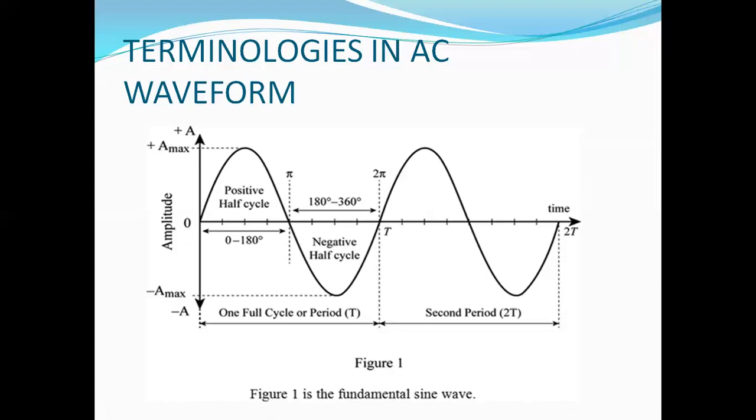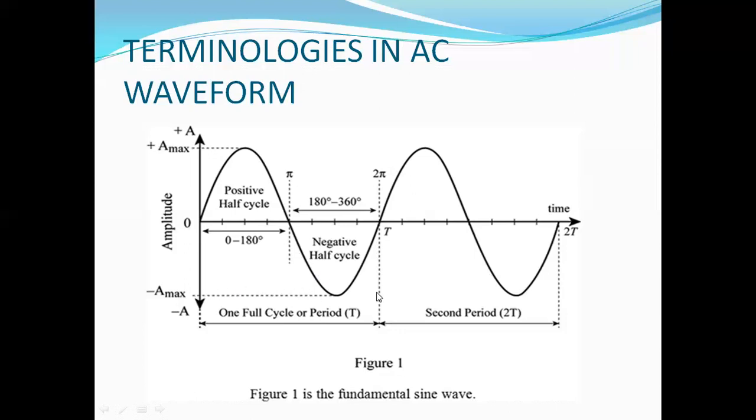So one such cycle of an alternating quantity is shown here. This is the first cycle, this is the second cycle. The repetition of this positive and negative set constitutes the cycle, and one cycle corresponds to 2 pi radians or 360 degrees. Next definition is the time period.